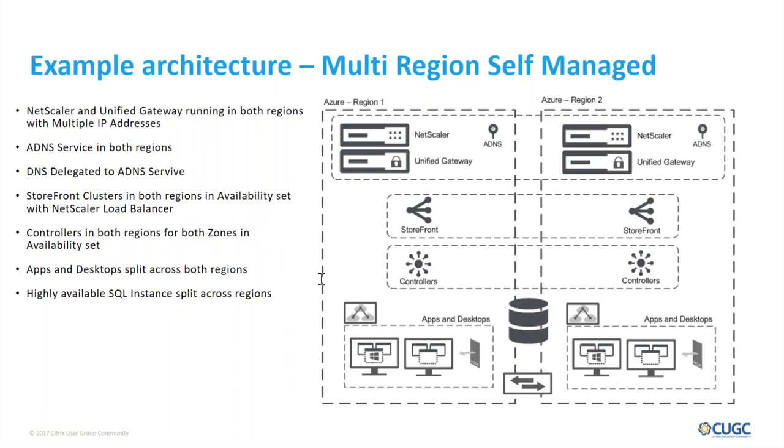Same with controllers. You would have controllers in both regions for both zones, also in an availability set. So in the case of an update domain going down, you would always be able to broker your apps, and the apps and desktops would be split across both regions. And in the middle there, you would have to have a highly available SQL instance, potentially split across both regions using Always On. Something worth noting on that is you would need to promote the second zone to a primary zone in the event that your primary database went down or the VPN connectivity between your regions went down.